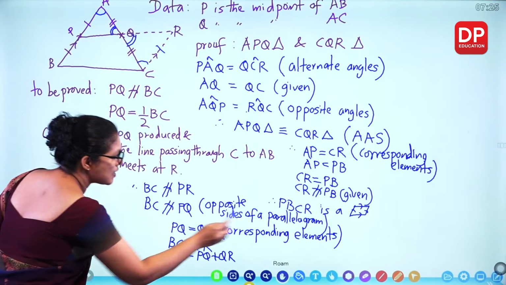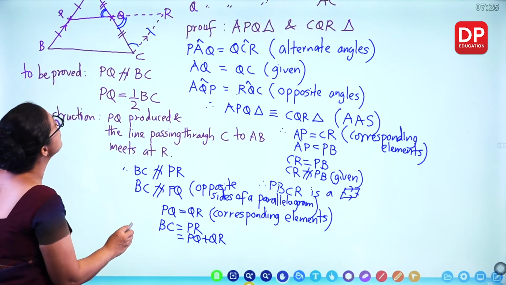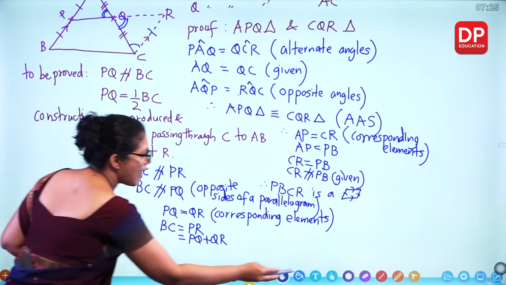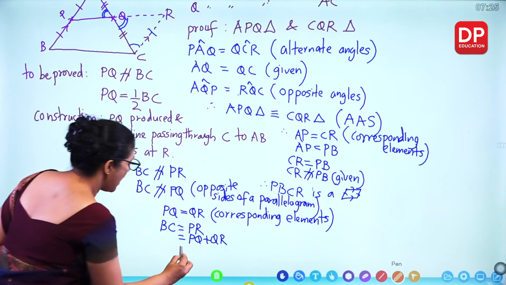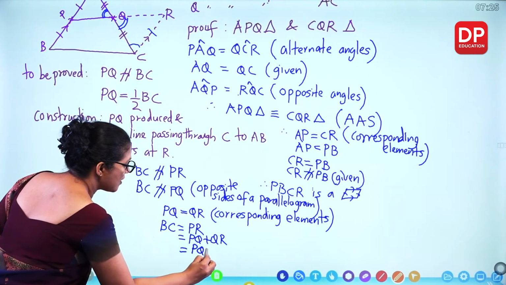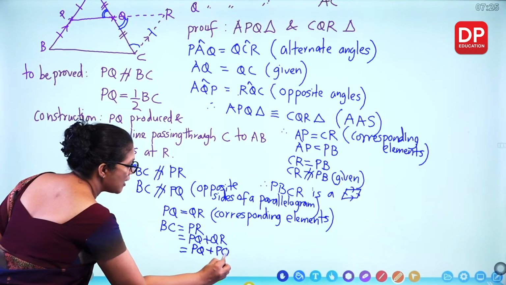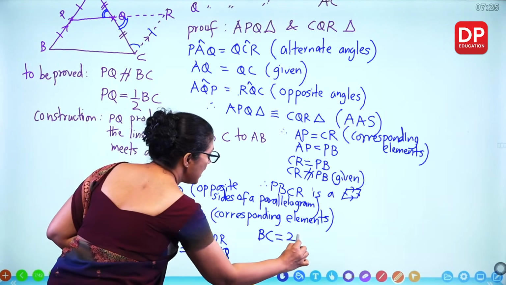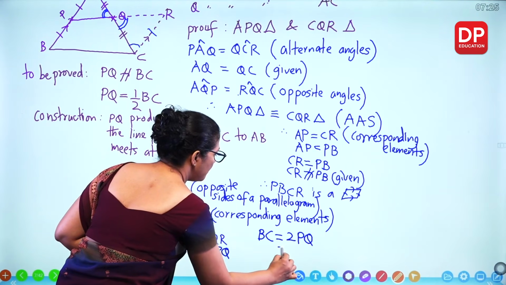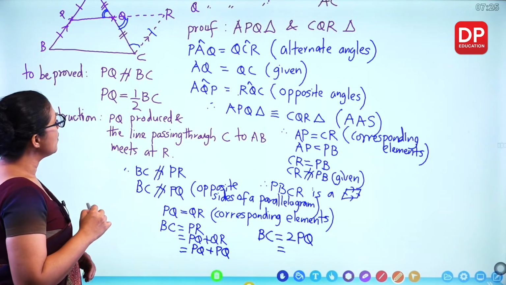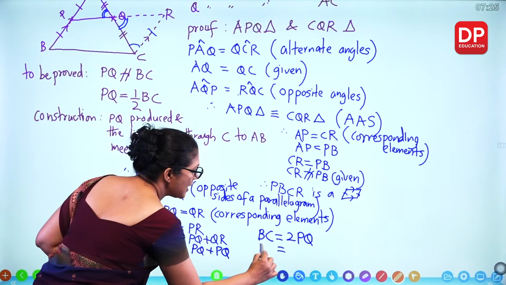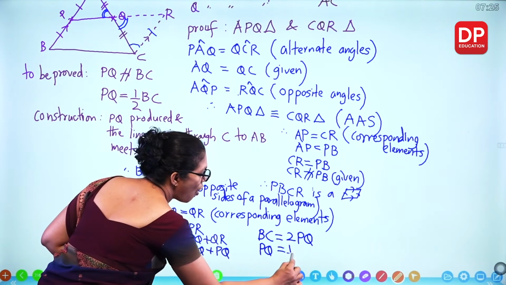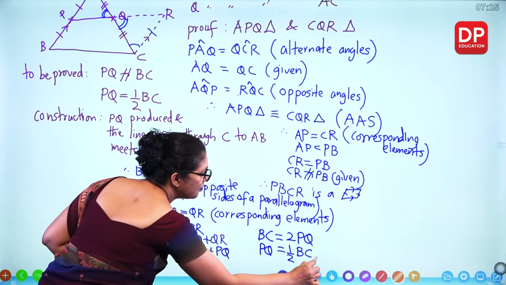I can write instead of PR, PQ plus QR. But from the previous one, we know PQ is equal to QR. I can rewrite this one as PQ. Instead of QR, I can write PQ. So BC is equal to 2PQ. So what is PQ? PQ is half of BC.